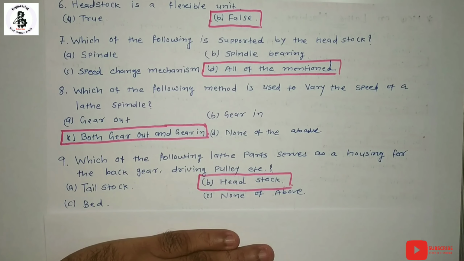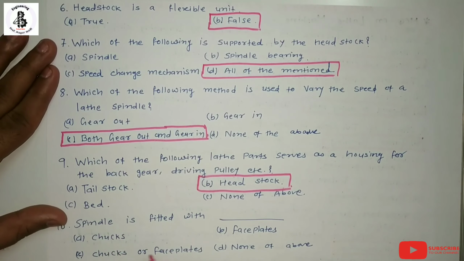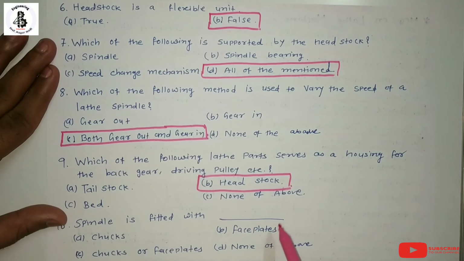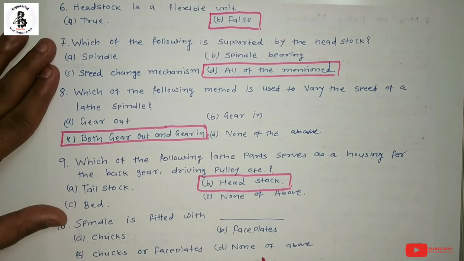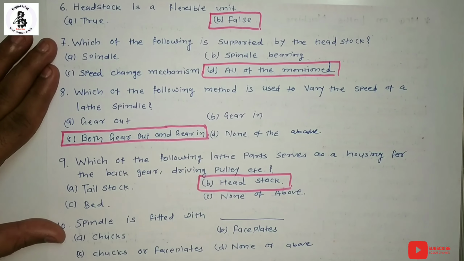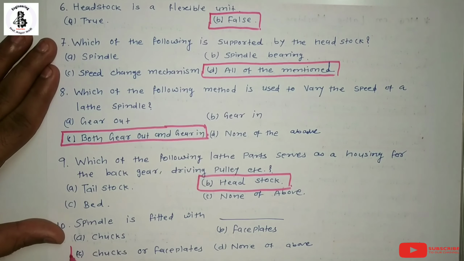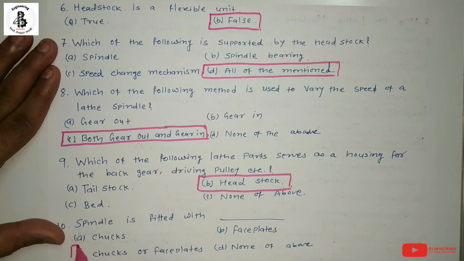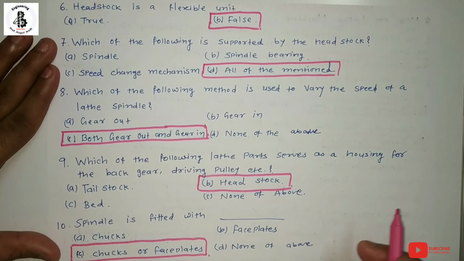Then next question. Spindle is fitted with option A, chucks. Option B, faceplates. Option C, chucks or faceplates. And option D, none of the above. Basically the spindle is fitted with chucks and faceplates, because both chucks and faceplates are used to hold the work on the spindle. So the answer is C, chucks or faceplates will be fitted.